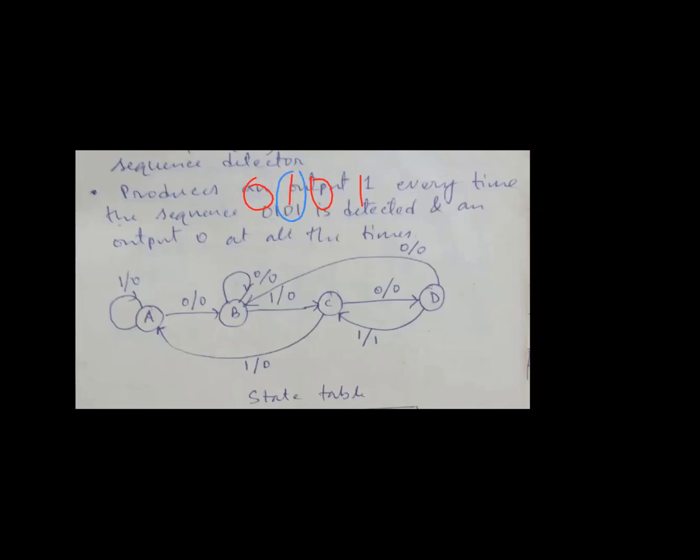so that means when we are in state B, when input is 1, we go to next state C, because after 0 we need 1. So when first input is 0 and when next input is 1, we go to next state C. Okay.